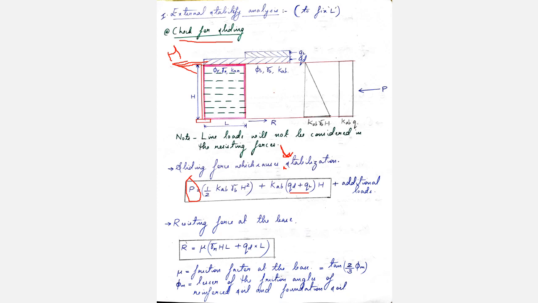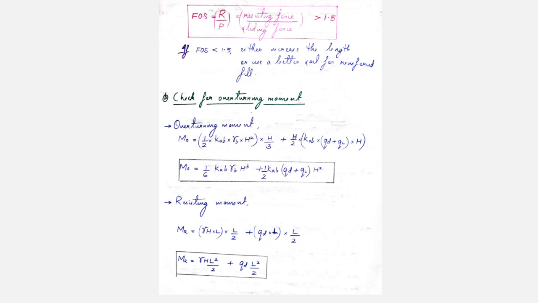Now friction factor mu is tan of 2 by 3 of phi m. This phi m is taken as the lesser value of the angle of internal friction of either the reinforced soil fill or the foundation soil. Whichever is lesser, you will adopt that value for calculating the friction factor. Once you have calculated the sliding force and the resistance force, we have to check the stability. Stability will be checked by calculating the factor of safety against sliding, that is resisting force by sliding force.